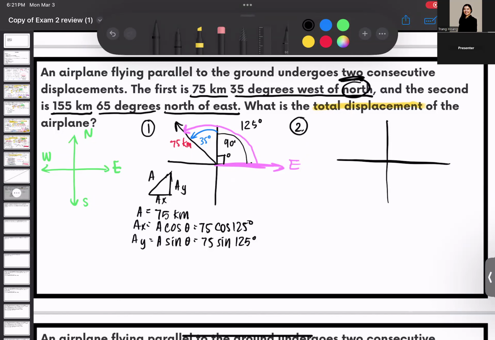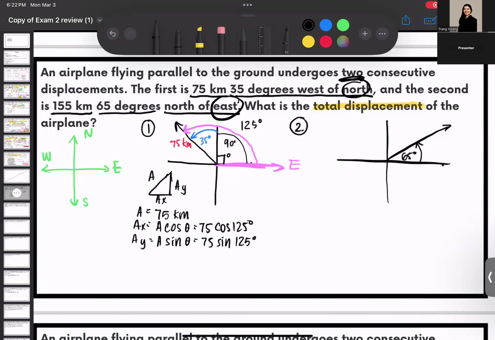Let's go on to the second displacement. The second displacement is going to be 155 kilometers, 65 degrees northeast. So what did I tell you? Go from east, and then figure out what's going to happen. It's telling us east, so we place our pencil down. They're saying north and east. That means we're going up, going north, right? So some kind of angle like this. 65 degrees northeast means this little angle from east to north is 65 degrees.